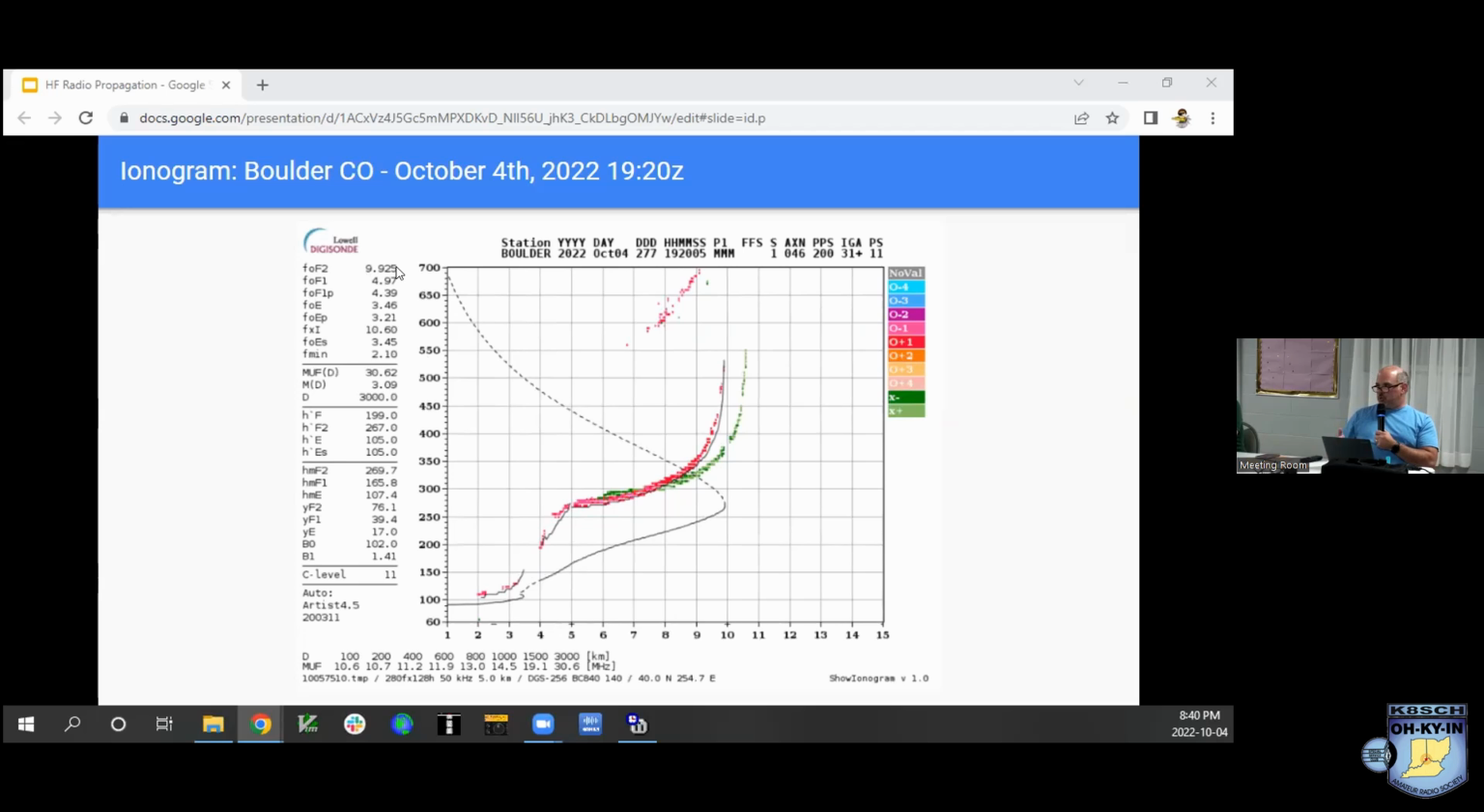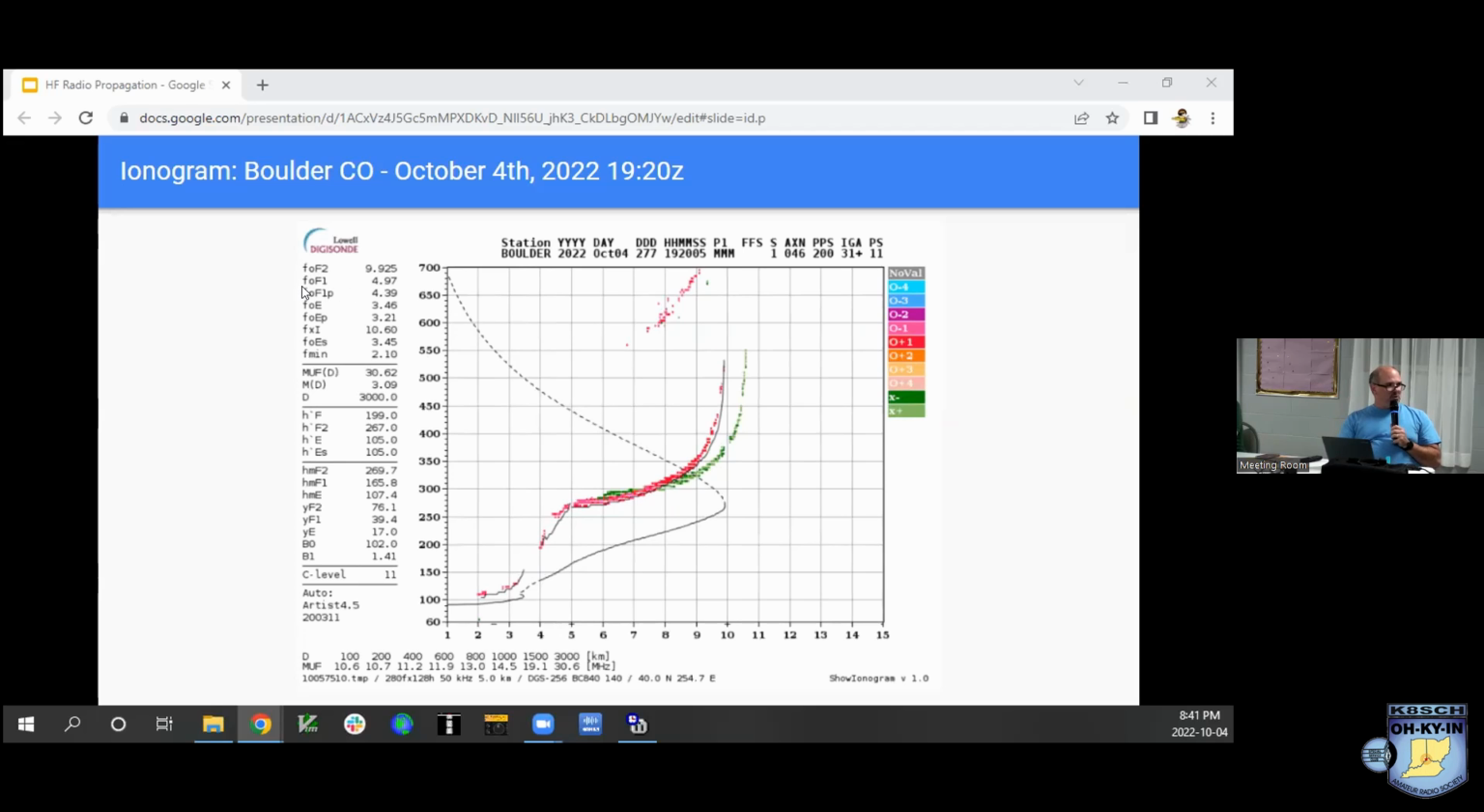The critical frequency is where it stops sending the signal back. So the reflection is no longer back directly down. Hold on to that thought. It's not MUF. The two are very related, but they're not the same.